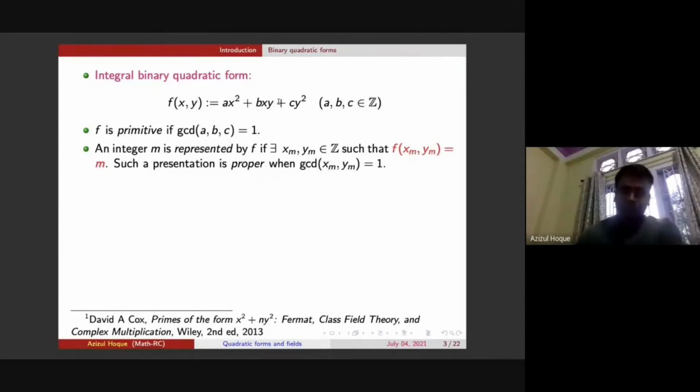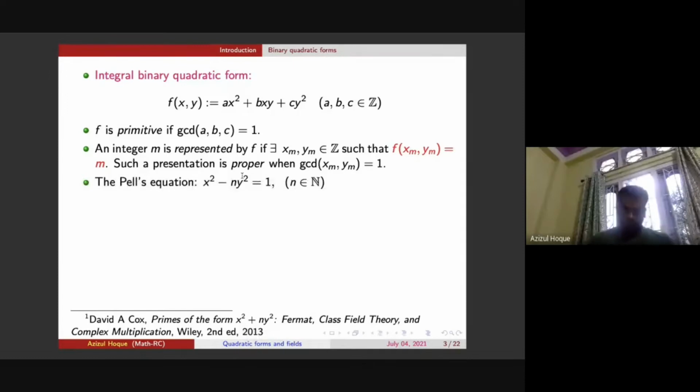If the solutions are relatively prime, then we say that such a representation is proper. Otherwise, it is improper. So basically, we will be dealing with these primitive binary quadratic forms, of course integral, and this proper representation.